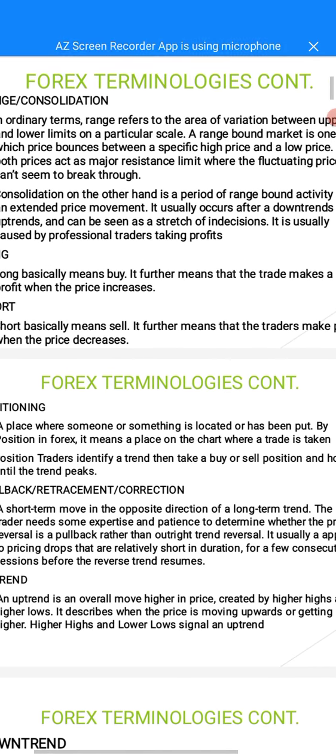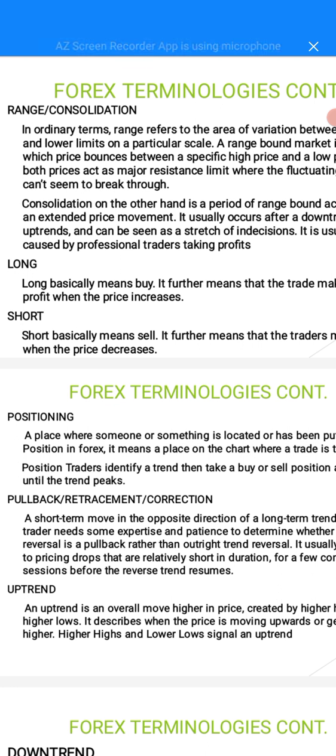Now, when we talk of consolidation, for emphasis, range and consolidation are almost always talking about the same thing. That is a situation where the price fluctuates between a particular upper price and a particular lower price. The price does not go beyond that area. But by the time we go into the trading platform, I will be able to show you exactly what we are talking about.